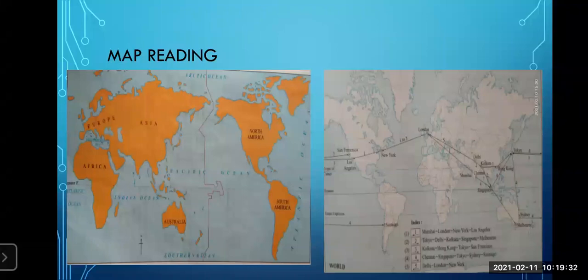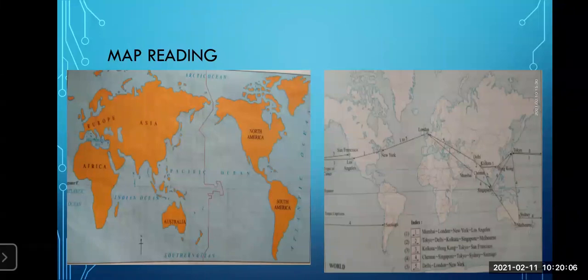Now, what you have to do, students, is this: this particular diagram is there in your textbook, so you should know the proper places. On one slide the proper places are given, and on the other slide the places are not given. But by referring to both the maps, you can answer the following questions. Now, using an atlas, tell which of the following routes will cross the IDL. This question is from your exercise.